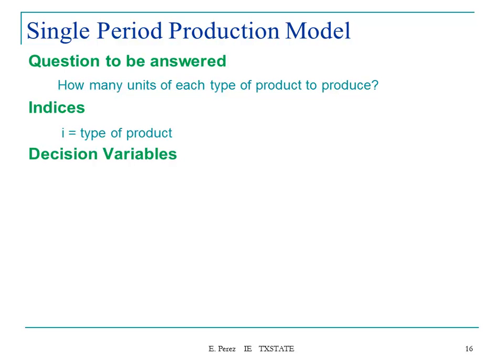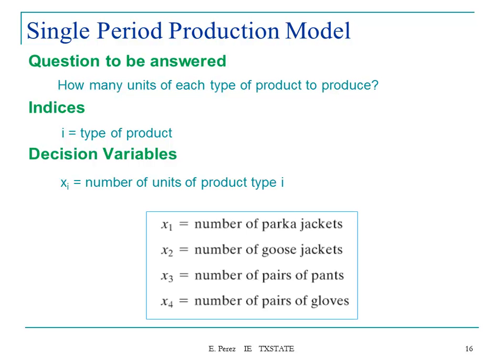So we're going to use just one index to identify the product in one variable that is going to tell us how many units of each type are you going to be producing. Okay? So very good. We can state those variables in terms of the product. So X1 will be representing the jacket, parka jacket. X2 will represent the goose jacket. X3 will represent the pair of pants. Excuse me. And X4 will represent the number of pair of gloves.